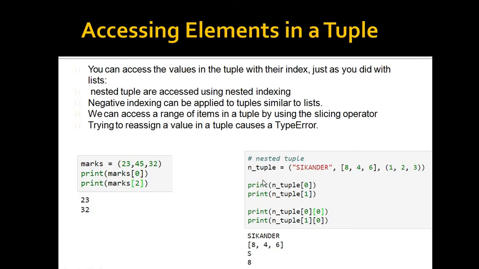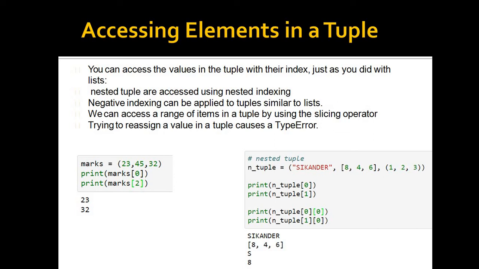Next, accessing elements in a tuple. How to access elements of a tuple? Through indexing, index values. You can access the values in the tuple with their index. Nested tuples are accessed using nested indexing. Negative indexing is also supported here. Negative means if you specify -1, that represents the last element in the tuple. We can access a range of items in the tuple by using slicing operators. In further slides we will discuss that.